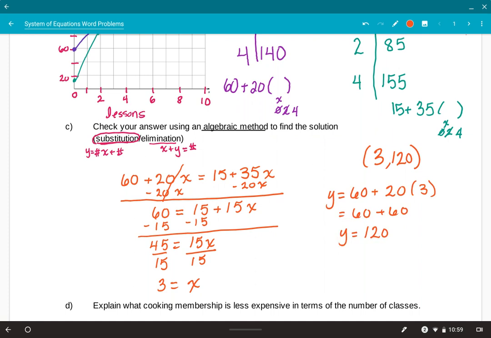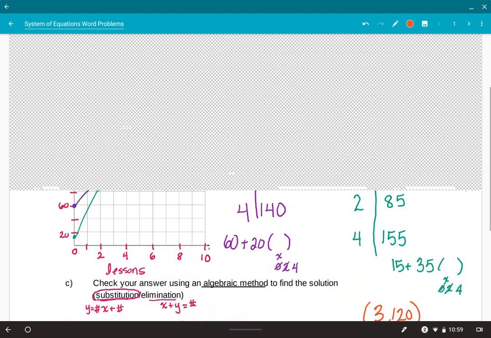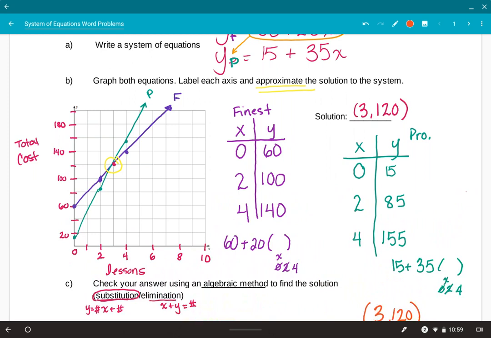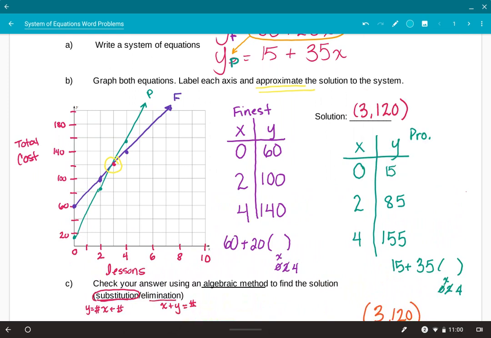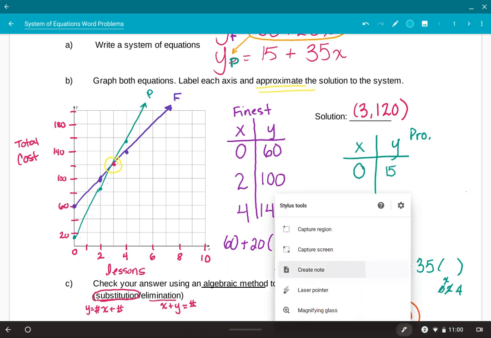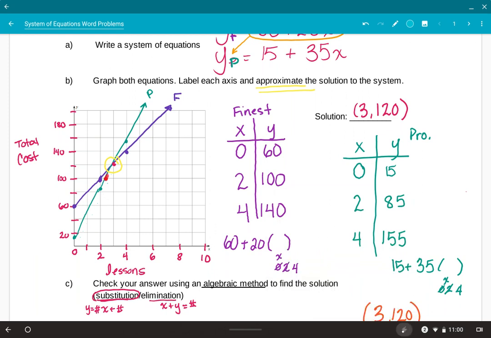Now, the next one says, explain which cooking membership is less expensive in terms of number of classes. And that's much easier to look at using our graph. You guys do this all the time when you're comparing phone plans, which one is the cheaper one? When you're talking about going to the gym, which gym membership might be a little bit cheaper for you? So for this one, if we look at our graph, the professional is a lot less expensive because it's under our other equation.